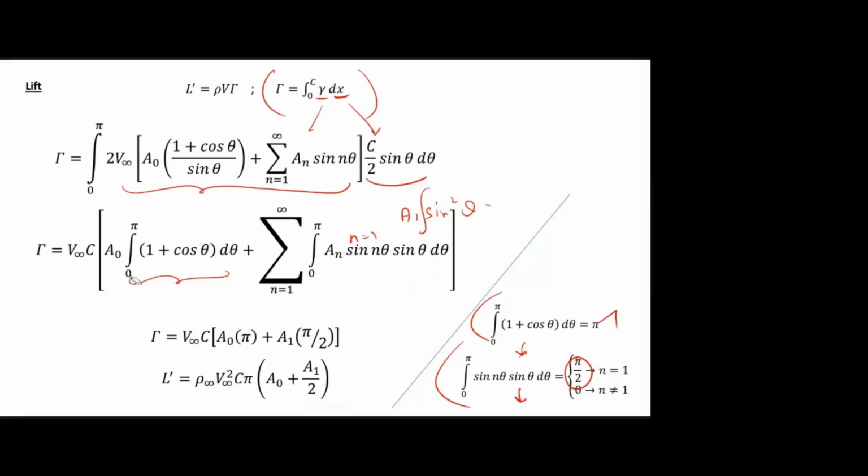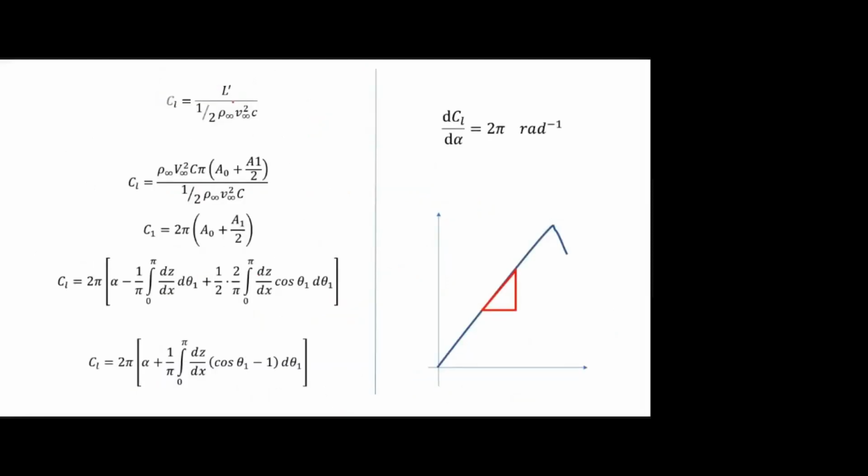Okay. So V infinity C, a naught, this is pi. Then you have to substitute 1. That means this is a1 and this integral is pi by 2. Okay, this is capital gamma. Then substitute in this lift equation. You will get lift also. Then you can go for CL. So CL is L dash divided by half rho V squared C. So L dash you have to substitute. So cancel this common term. Remaining, this is the CL.